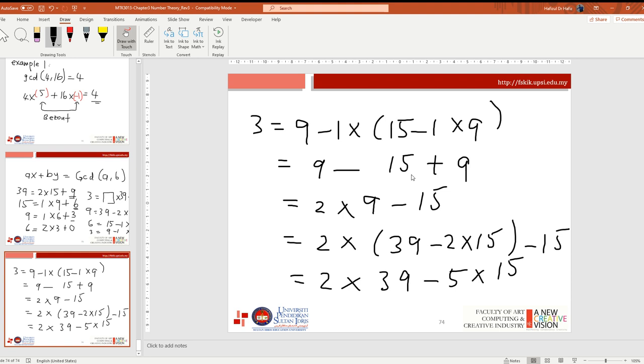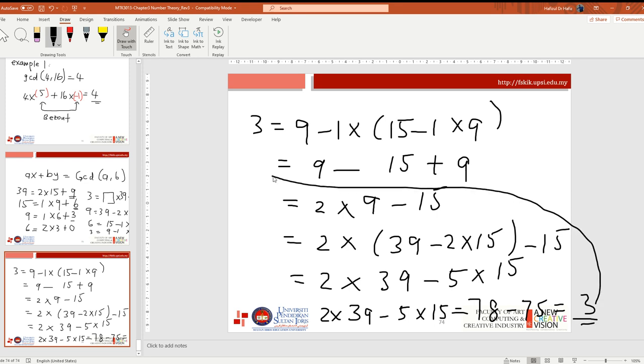So kalau kita nak check 2 kali 39, so kita check 2 kali 39 tolak 5 kali 15, kita akan dapati bahawa 78 tolak 75 sama dengan 3. Betul tak jawapannya? Sama kan? Yang ni kita panggil dia sebagai Bezout Identity menggunakan Euclidean algorithm lah. Kita buat dia backward lah.